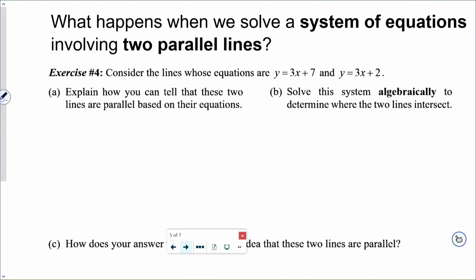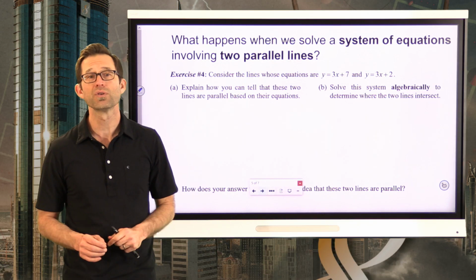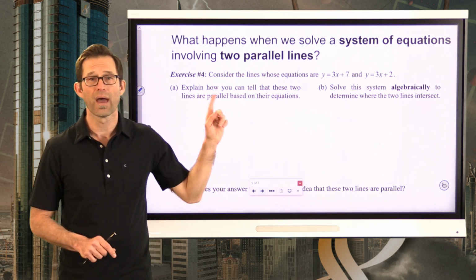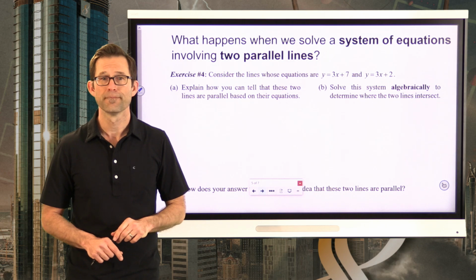Consider the lines whose equations are y equals 3x plus 7 and y equals 3x plus 2. Letter A, explain how you can tell that these 2 lines are parallel based on their equations. Well, that one shouldn't be that bad, especially after that last multiple choice question. Why don't you pause the video now and see if you can answer letter A.